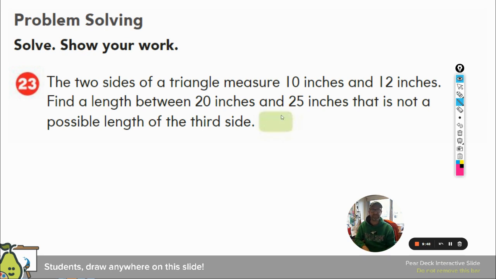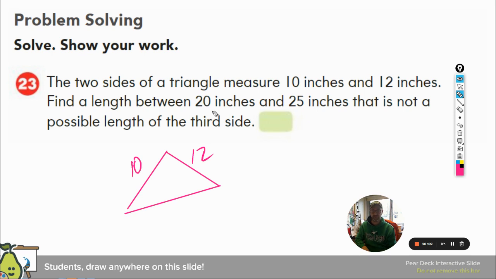All right, two sides of a triangle measure 10 and 12 inches. Then I've got a third side. Again, it doesn't have to be to scale. I just want to get a picture down here, 10 and 12. Find the length between 20 and 25 inches that's not a possible length for the third side.